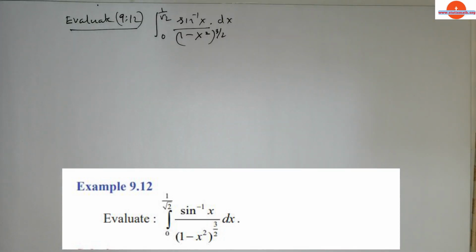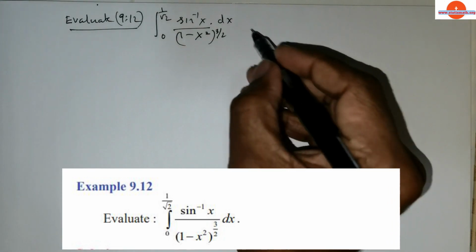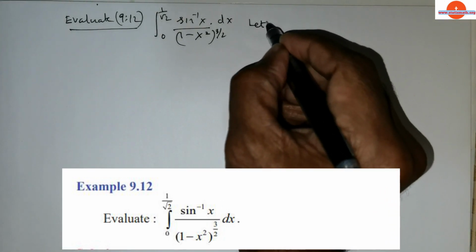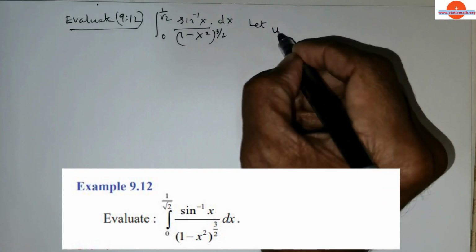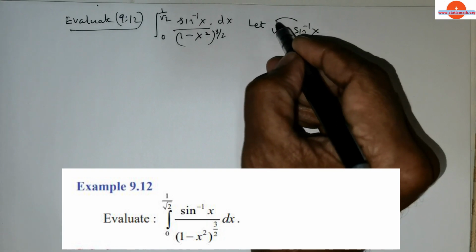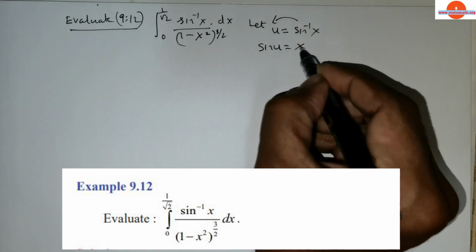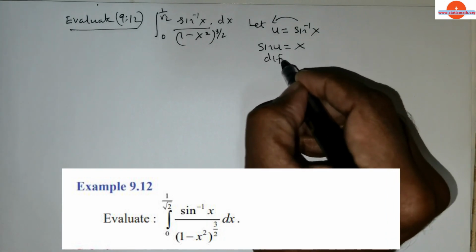Students, we are given this question: the integral from 0 to 1 over root 2 of sine inverse of x divided by (1 minus x squared) raised to the power 3 over 2, times dx. First, I would make the substitution: let u be equal to sine inverse of x. When I move sine inverse to the left, I get sine u equal to x. Now, I would differentiate both sides.